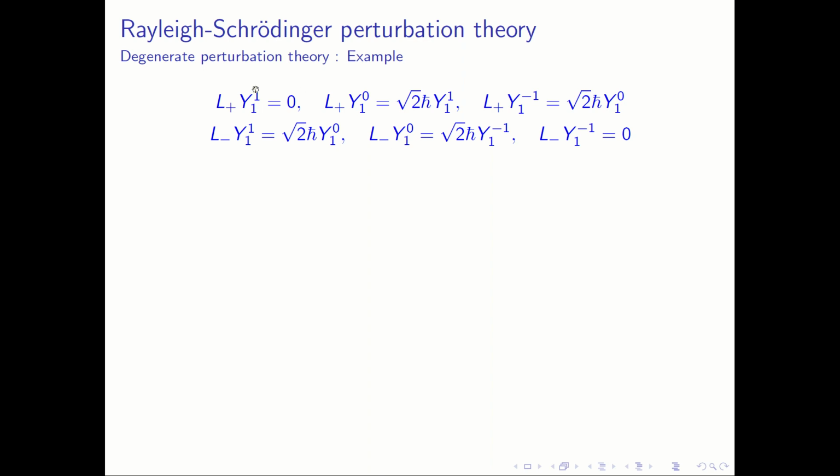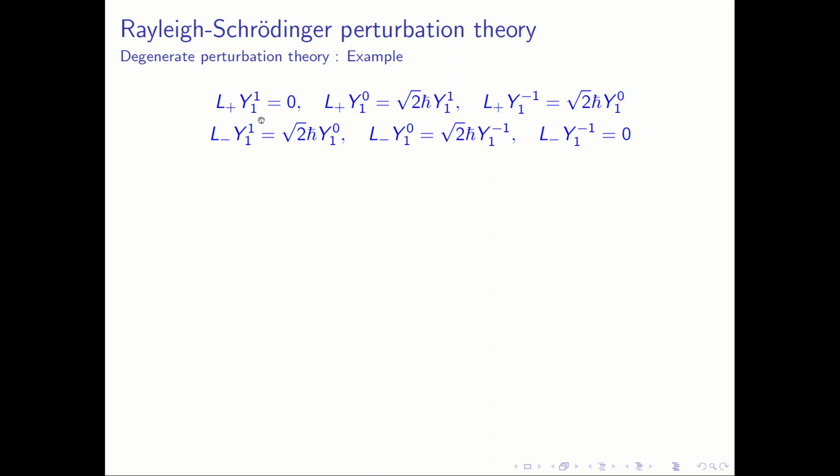L plus acting on the highest ml state, ml equal to plus 1 here, kills it, so you get 0. L plus acting on Y10 gives you a Y11. The factor root 2 h bar is something which we already know. We have already studied that earlier, but this is really root of (j minus m) times (j plus m plus 1) times h bar.